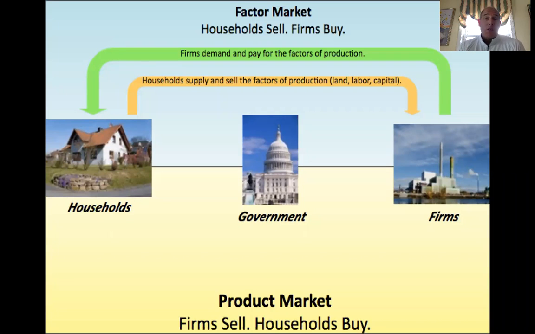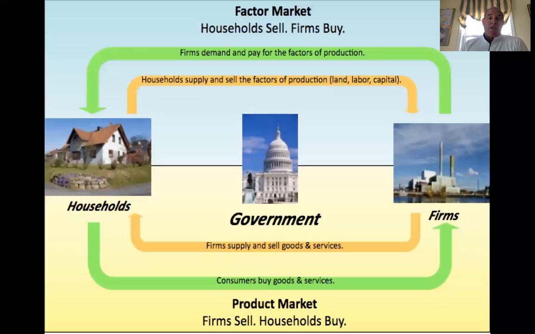You can see this with toilet paper. Households supply and sell factors of production. They want to sell land. They want to be able to offer opportunities, so they offer their labor to the firm. The firm creates demand by paying the people to be workers in their factory, and the firms supply and sell goods to the individual households, and the consumer buys those goods.